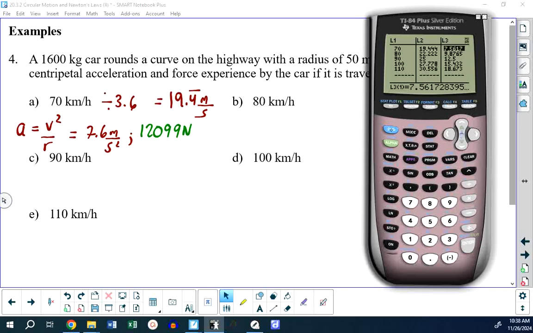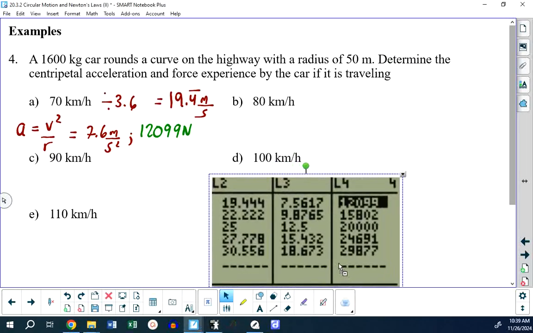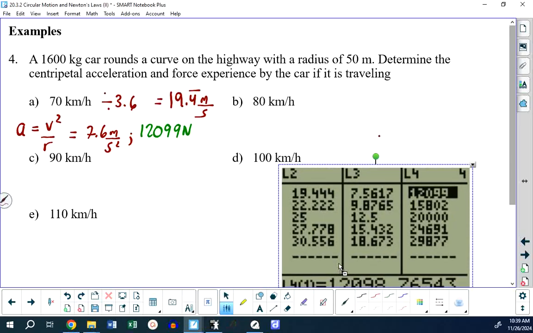What did we do then? Well, I'll quit out of here. We took those accelerations, which are list 3, and we multiplied by the 1,600 kilograms. These are the forces. Well, I'm going to store it as L4. If I store it as L4, it's just easier for me to look at them. Like here, if I want to look at them, I have to scroll around. If I store it as L4, I can go over here to L4. So the bottom line here, everybody, is these are the accelerations, these are the forces for 70, 80, 90, 100, and 110 kilometers per hour.